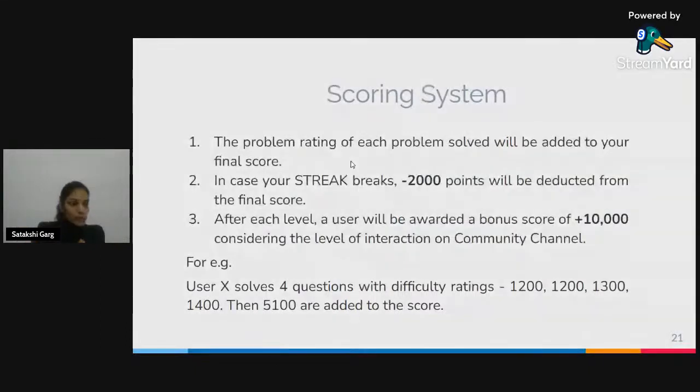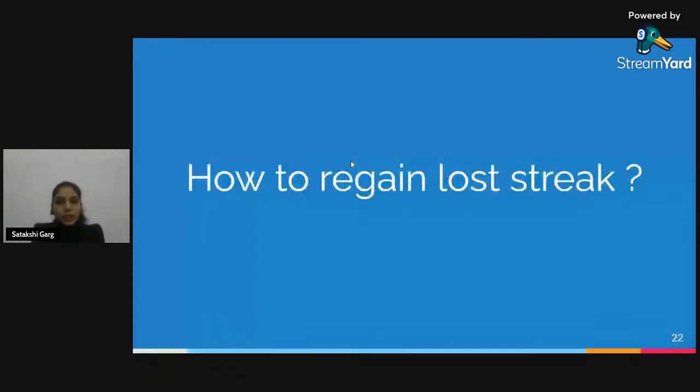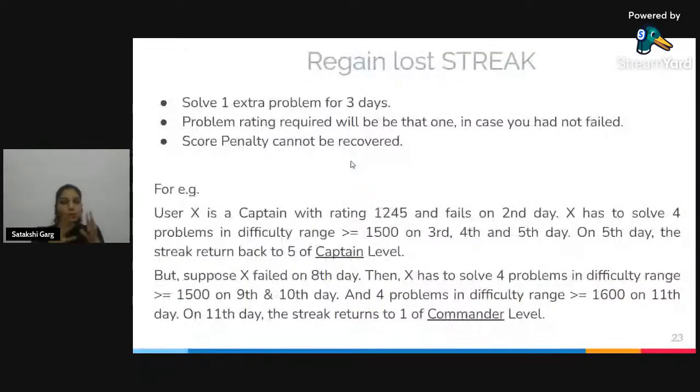Now let me tell you about the procedure to regain your lost streak. Suppose you lose your streak for some reason. What you have to do is, the number of problems you were supposed to solve on that day, you will be solving plus one problems for the next 3 days. This is a little complicated to explain, but you have to solve problems of the difficulty rating which you would have been solving if you had not lost the streak.